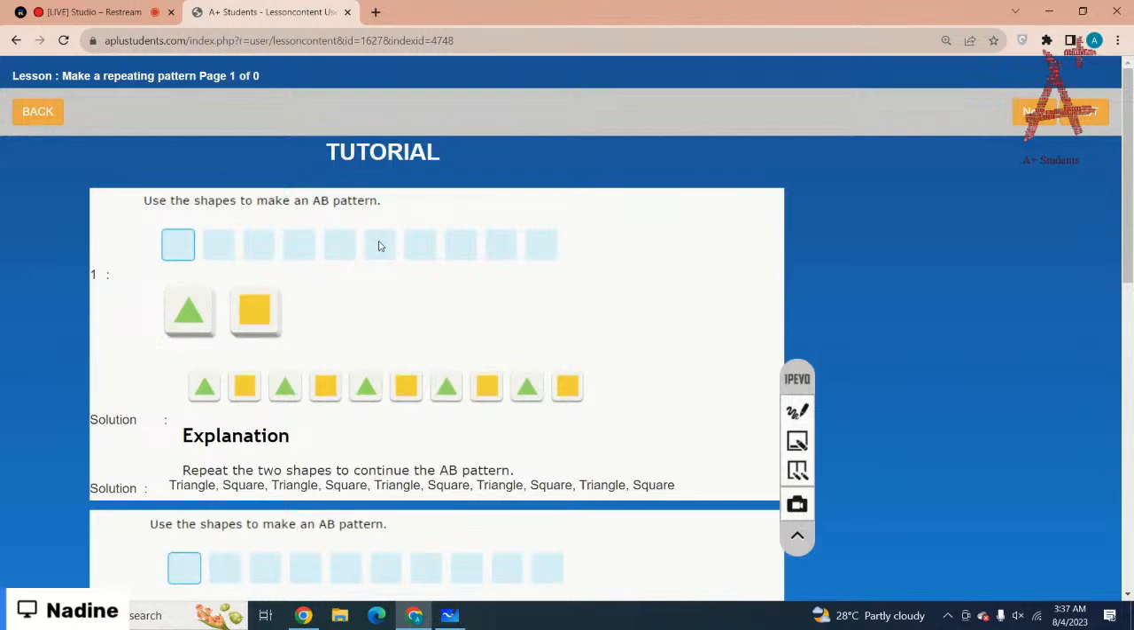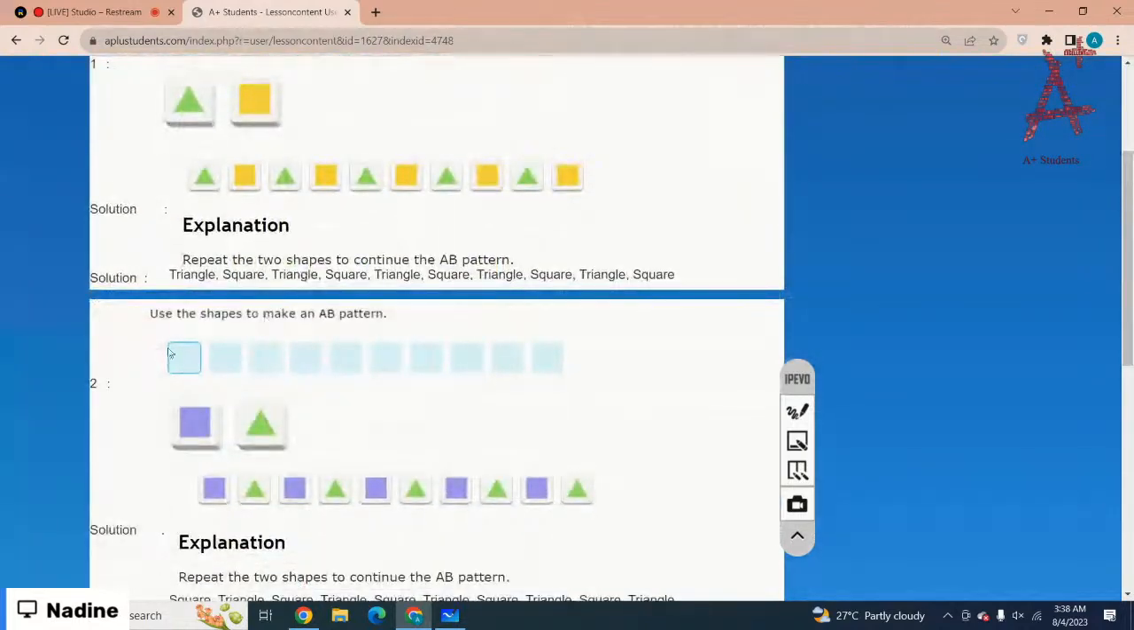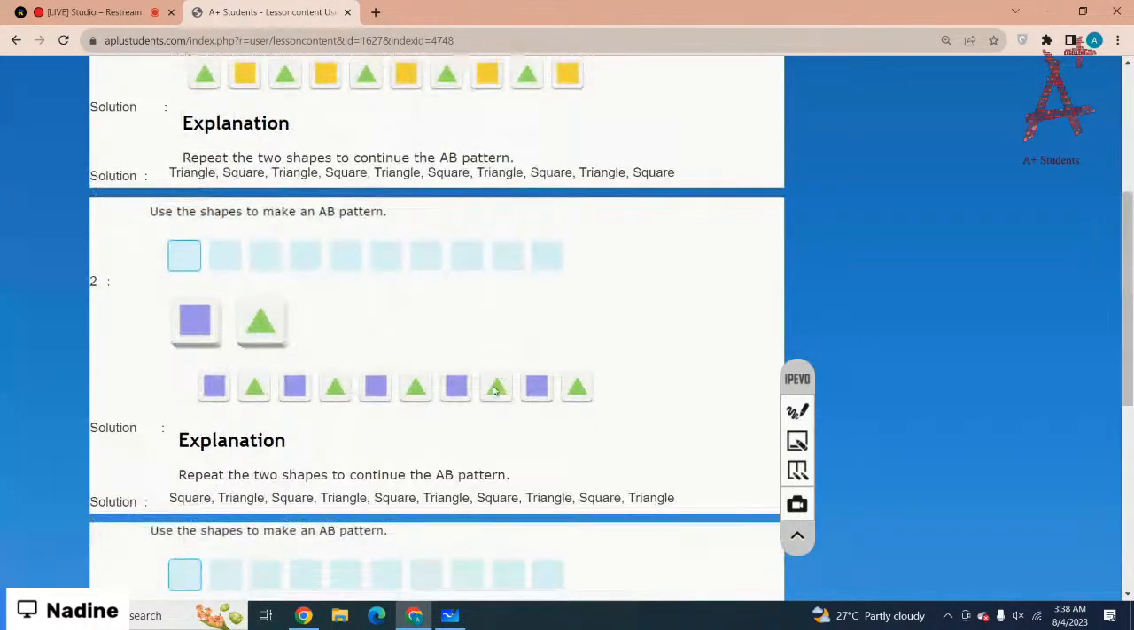Okay, the second one is use the shapes to make an AB pattern. For the second one, you have just a square and a triangle. So you have to start with square, triangle, then again square, triangle, then again square, triangle. Repeat the two shapes to continue the AB pattern. You just have to use the two shapes given, so you have to keep repeating them. If you place square first and then triangle, you have to keep the pattern the same. Always a square followed by a triangle, right?